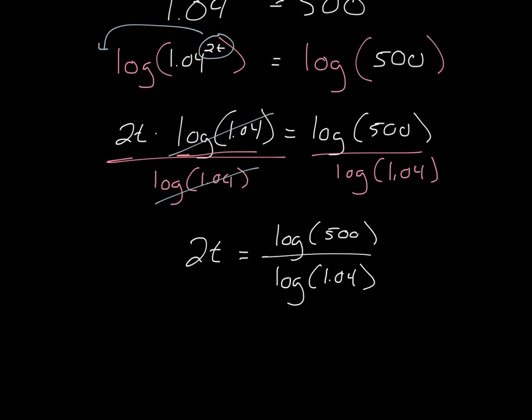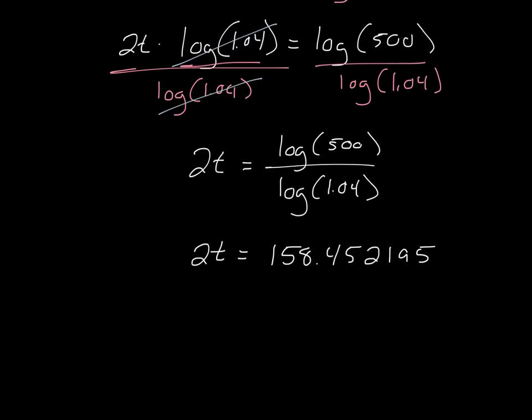Now I'm going to get my calculator involved. I have this 2t, and now I'm going to divide these logarithms on my calculator, and when I do that I get the log of 500 divided by the log of 1.04 is 158.452195. I don't need to use all of those decimals, but since I'm asked for a certain amount of accuracy, I'm going to keep as many as my calculator has given me. The last step, I simply just need to divide by 2 because I'm trying to find my t value. So dividing by 2 to get t by itself, dividing this big ugly number by 2.